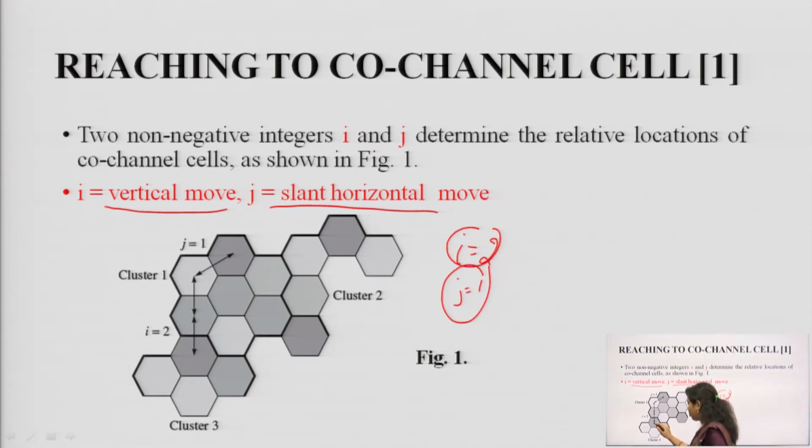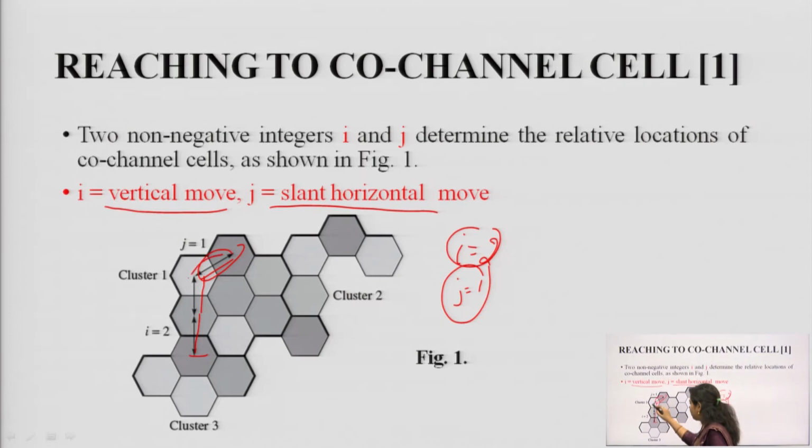I have started from here. Then if i is equal to 2, we have to move vertically upward 2 points and reach the center of that cell. So, this is the first point, this is the second point. Then move 60° in the clockwise direction and move j is equal to 1 in this direction. So, this is cluster 1, this is cluster 3, this is cluster 2.